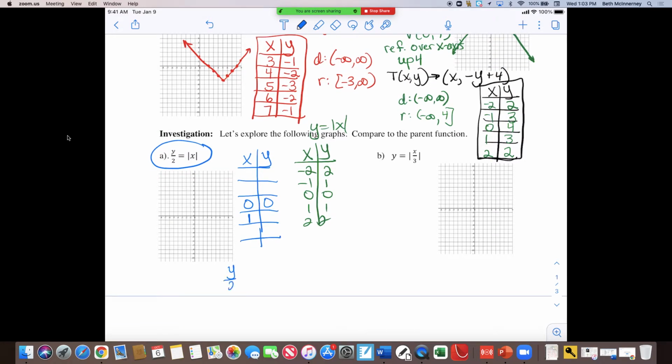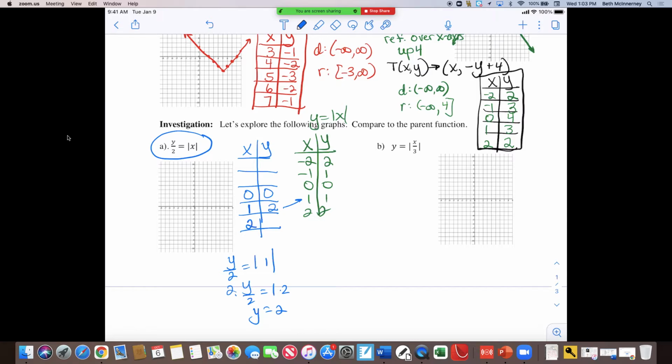Now what happens if I plug in x is 1? Well, you'd get y over 2 equals the absolute value of 1. Well, what's the absolute value of 1? It's 1. And then you'd multiply both sides by 2, and y is 2. So do you notice that I doubled the y value by doing that? Let's try 2. Let's plug in x is 2. So we get y over 2, and let's do that part in our head. Absolute value of 2 is 2. You multiply by 2, and y is 4.